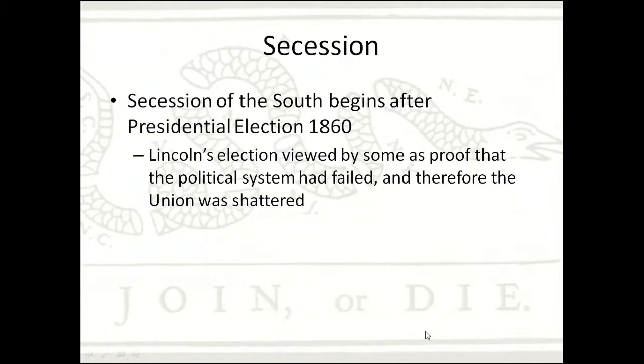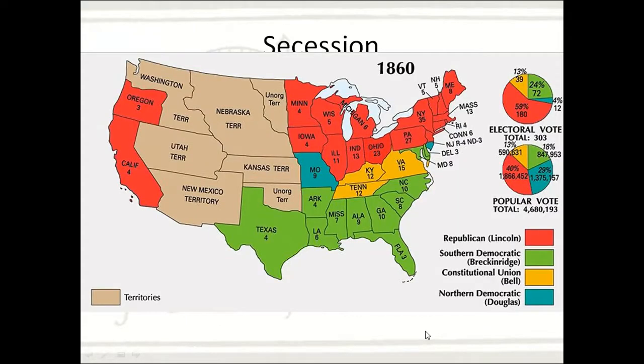It's interesting, therefore, to look at the election of 1860, where the political system sort of fell apart. Keep in mind that Lincoln's election was viewed by some as proof that the political system had failed, and therefore breaking the Union or shattering the Union was justified. I know this is a little bit ahead of where we are right now in our curriculum, but just so you can see what I'm talking about, in 1860, Lincoln wins the North and no Southern states, and yet that's enough to propel him into the presidency.